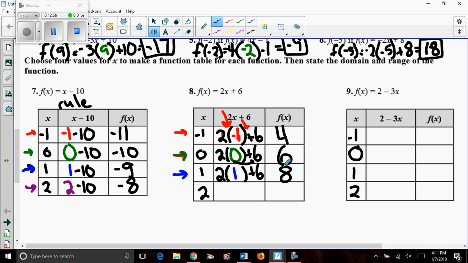All right, so we're getting there. One last one. Again, 2 times x, but instead of x, this time we're told we want to plug in 2. So 2 times 2 is 4. And then plus 6, I should get a final answer of 10.